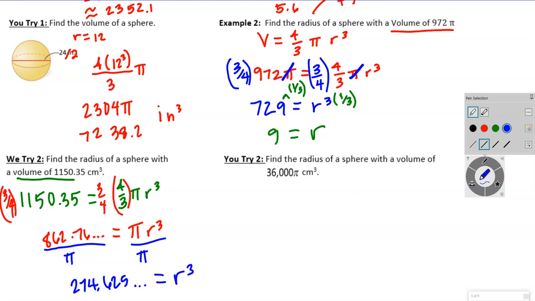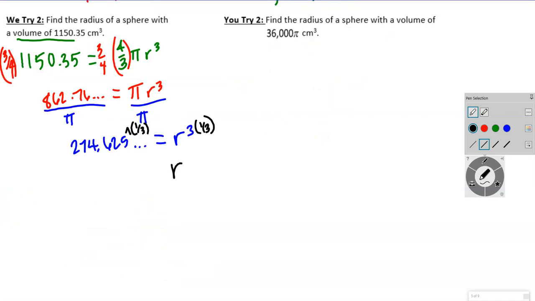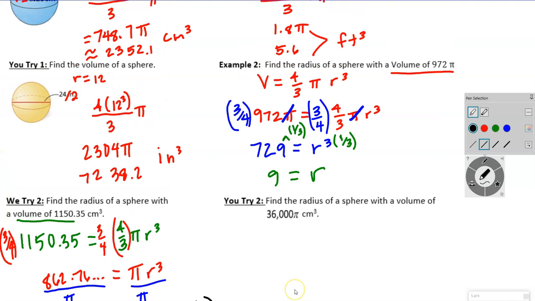So once again, we're going to take that to the 1/3 power, whatever that number is in the calculator, to the 1 divided by 3 power. Make sure you put it in parentheses, otherwise it won't give you the answer correctly. And so when we did this, I got that r was equal to 6.5, and this is centimeters, right? Okay, so the next one, go ahead and do this one. Come back to me when you're done.